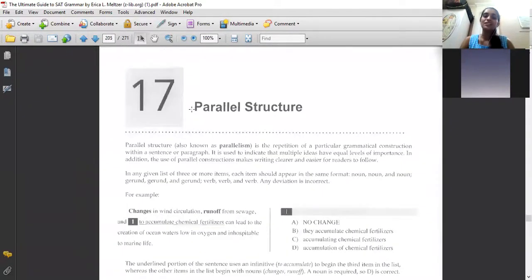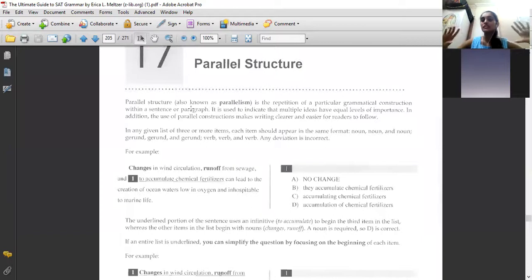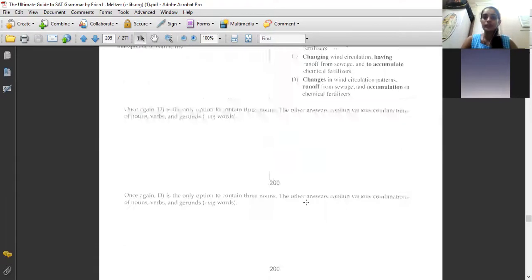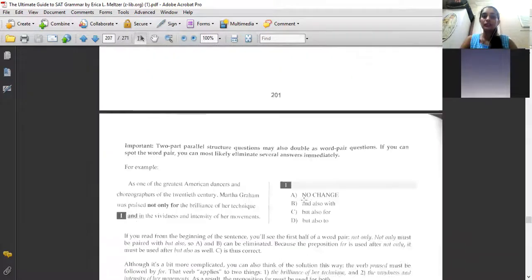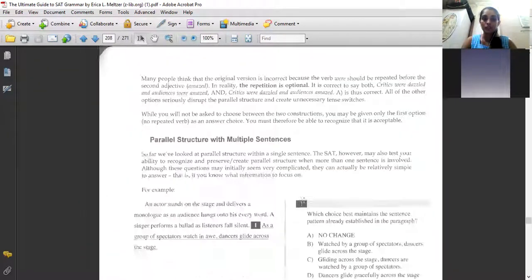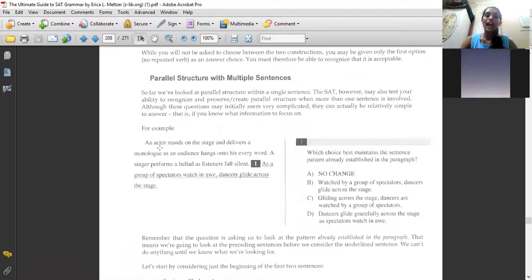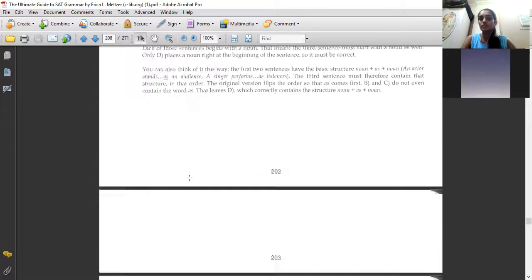Then parallel structure. I think this is simple. If there are 3 things in a list, one is a noun, second is a noun, third has to be a noun. Like for example, if you read this, this has to be D. Why? Because this is creation, so accumulation goes with it. Pretty simple. If there is a parallel structure in multiple sentences, then also it has to be observed. For example, here it's talking about an actor and then the reaction of the audience, then the singer and the reaction of the audience. So this also has to be a spectator, or dancer, and then the reaction of the audience. Spectator means audience. So again, parallelism must be observed.